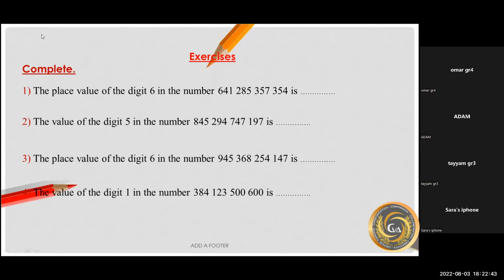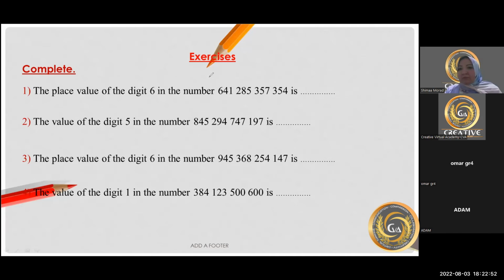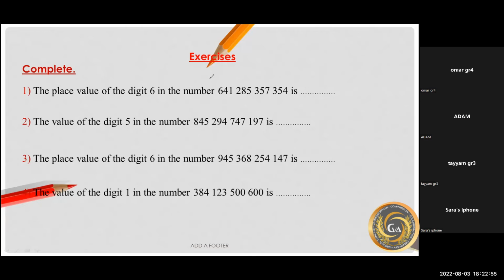So now, if I want to write the place value of 6, who can answer? First step, circle number 6. Here. And now write the place value or house name.